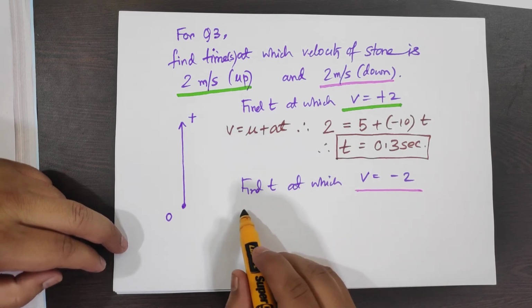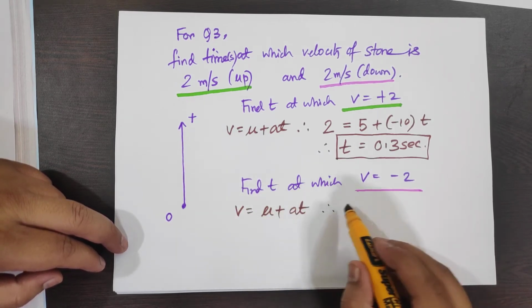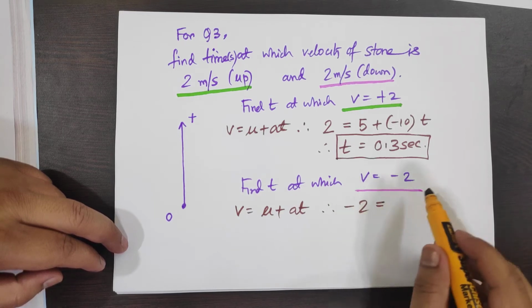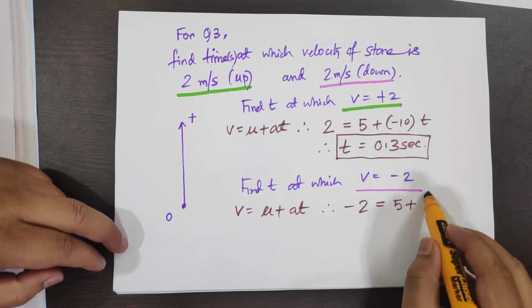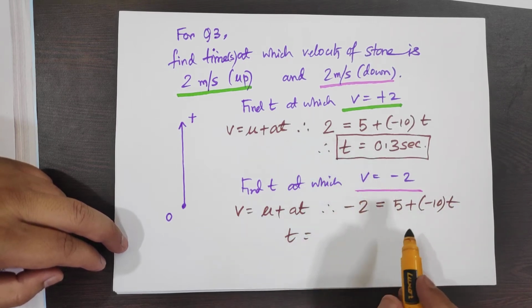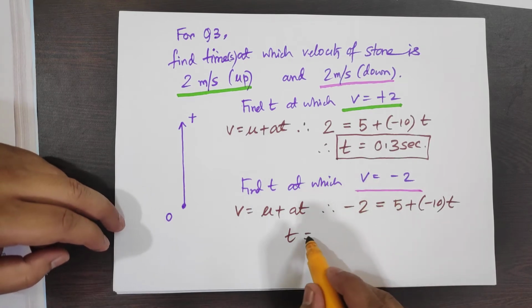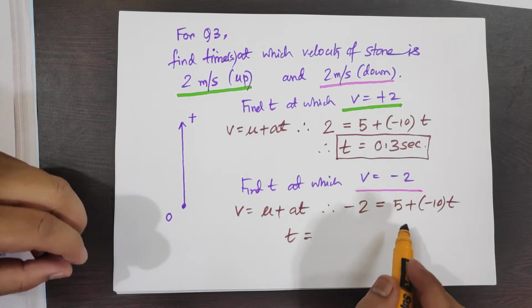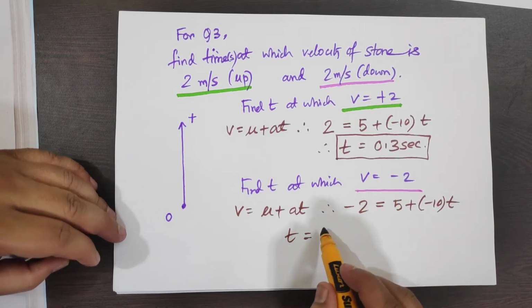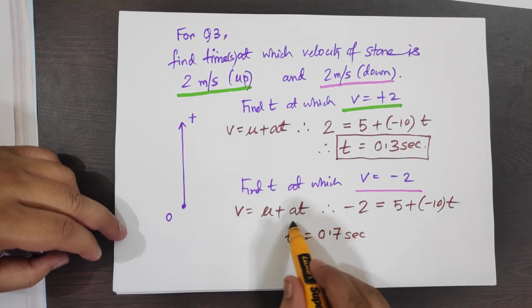And let's see here, v equal to u plus at. So put here minus 2 equal to 5 plus minus 10 into t. t is a variable, so different values of t you can have. So here you get t equal to 0.7 seconds.